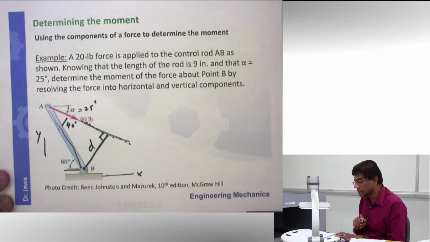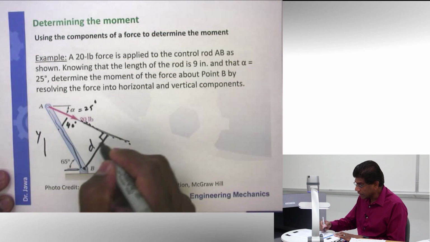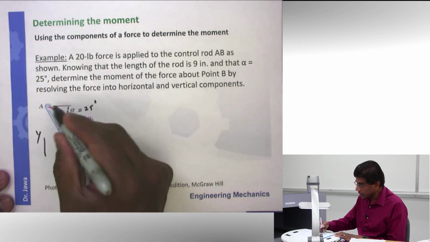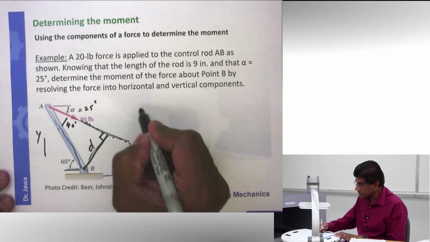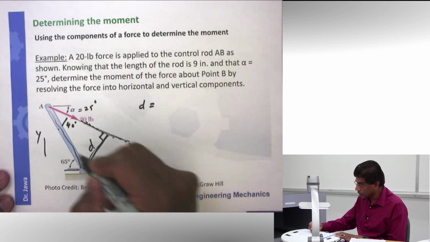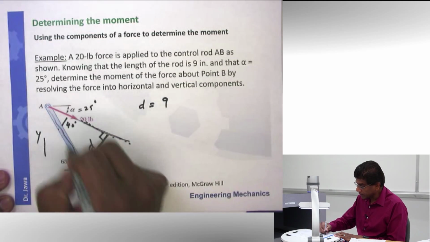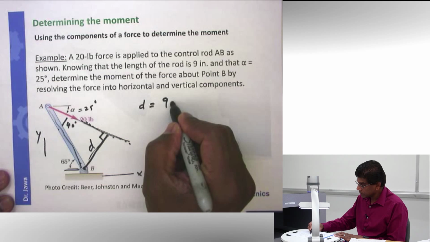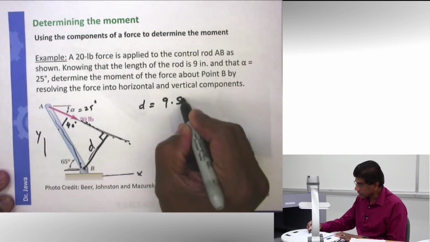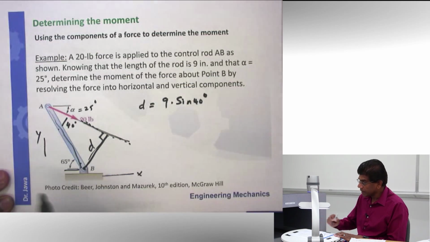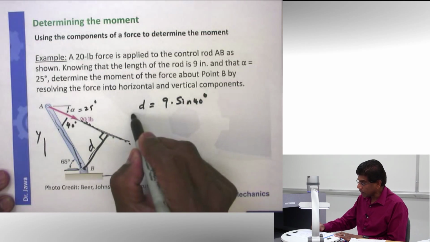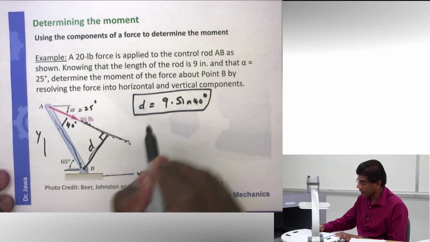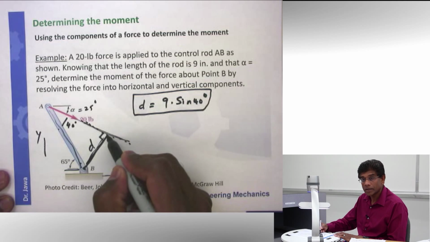From distance A to B is 9 inches. And if I want to calculate this d, using Pythagorean, I can say the distance d is equal to 9, that's this distance, times sine 40 degrees. All right? I'm not going to calculate that. I will let you calculate that. But that's the distance, the perpendicular distance.